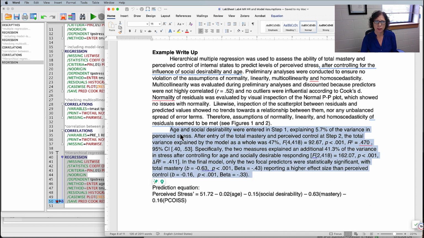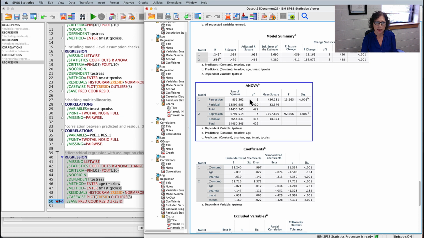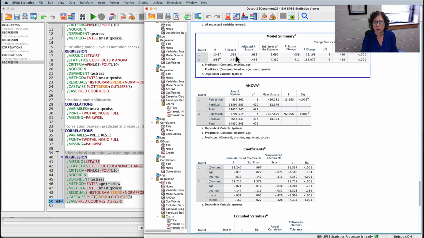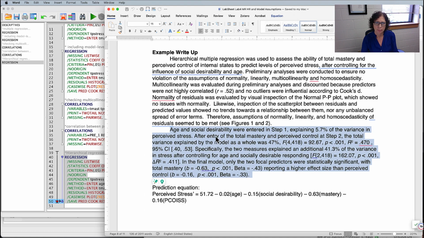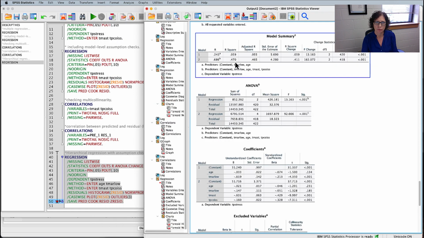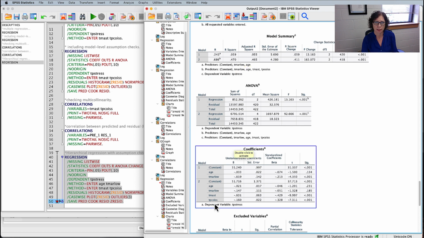We let the reader know in this hierarchical model that age and social desirability were entered at step 1, and with that it explained 5.7% of the variation in perceived stress. Where was that? Right here. I must have had a different setting somewhere, but 5.9, 5.7, that's where that number is coming from. After entry of total mastery and perceived control at step 2, the total variation explained in the model as a whole was 47%. So there's that 47.0 right there for Model 2. So that's the whole Model 2 with everybody there.